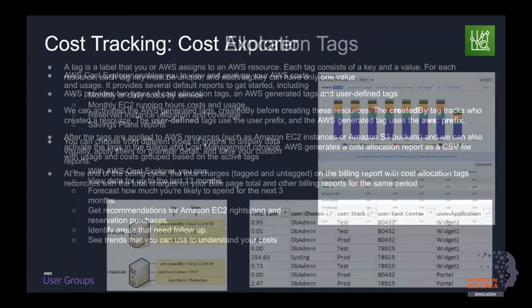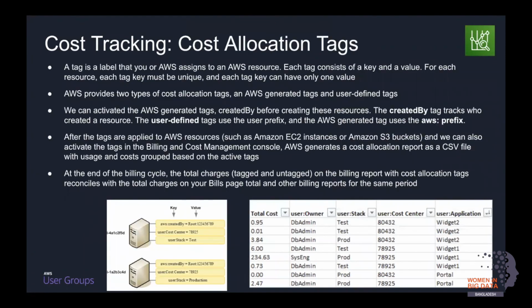Cost allocation tags: if you want much more breakdown based on your own custom tags, you can do that. Remember that by default, tags will not be part of cost allocation tags. You have to enable them, and only then can they be used for cost allocation. There are two types of tags: user defined and system defined, which is AWS defined. User defined will always be user: tag. AWS defined will be aws: tag, as you can see here. So that's about tags.